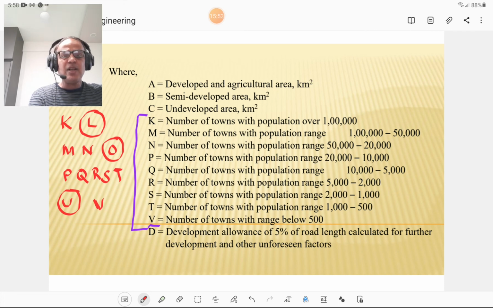equal to development allowance, which is 15% in the first 20-year road development plan, and which is considered as 5% in the second development plan, which is calculated for further development and other unforeseen factors. So first road development plan 20% is the development factor, and for second plan it is 5%. Please remember this.